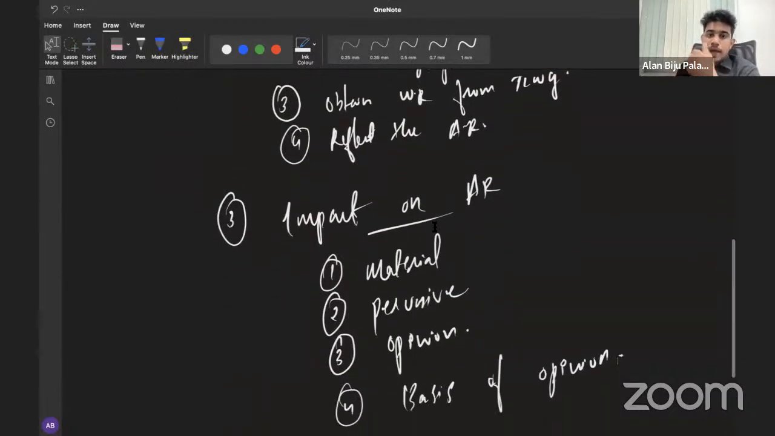Then, when you write the impact over the auditor's report, first of all, you need to show whether a matter is material. Then you need to consider whether it is pervasive. Then you have to provide your opinion. And finally, you should also provide the basis of opinion.